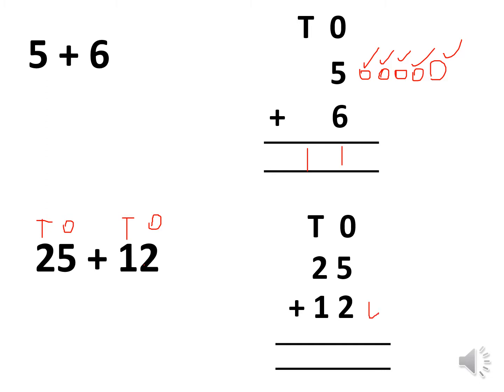5 plus 2, I'm drawing counters for my least number. 5, 6, 7. 2 plus 1, I'm drawing counters for my smaller number. 2, 3. My answer is 37. So let's continue with place value.